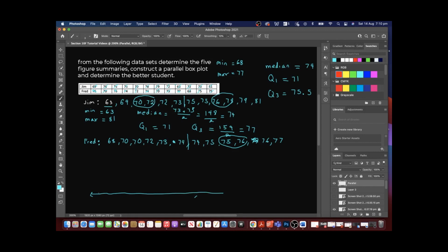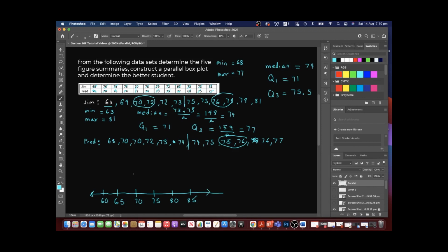So we'll start at 60, and then we can say 60, 65, 70, 75, and then 80, 85. And do we need to go any higher? I don't think we do. So we can just cap it there.